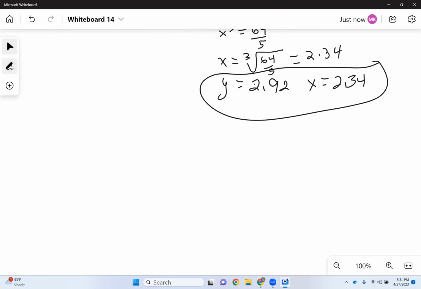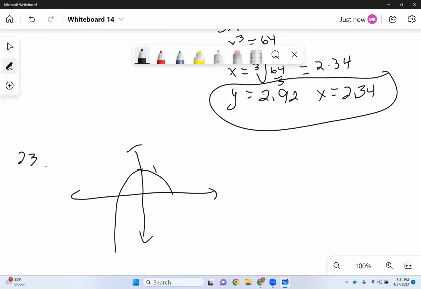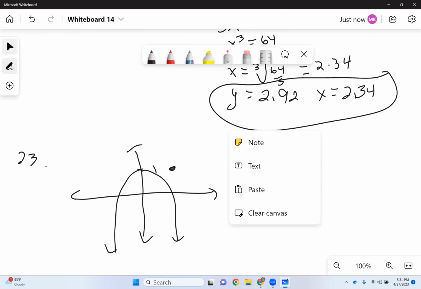All right. Let's take a look at 23. That's a fun one. What point on the parabola y equals 1 minus x squared is closest to the point (1, 1)?